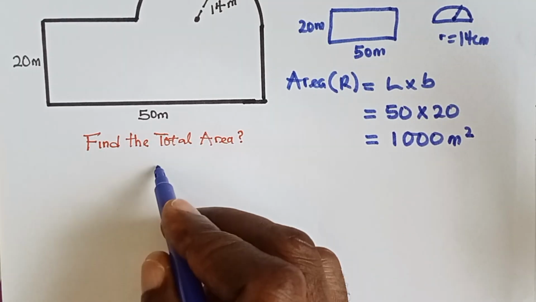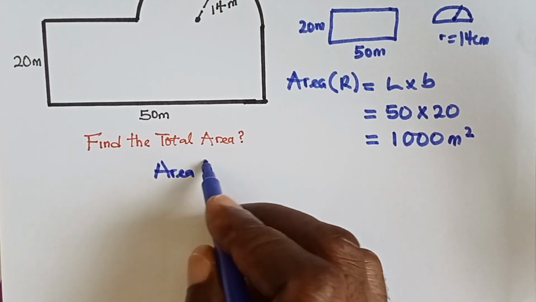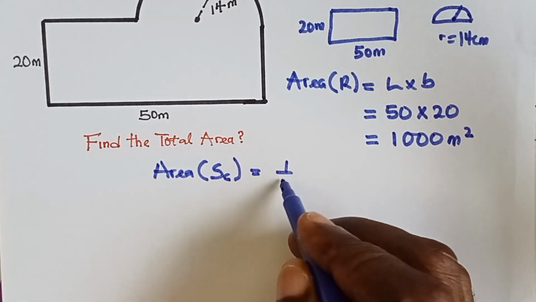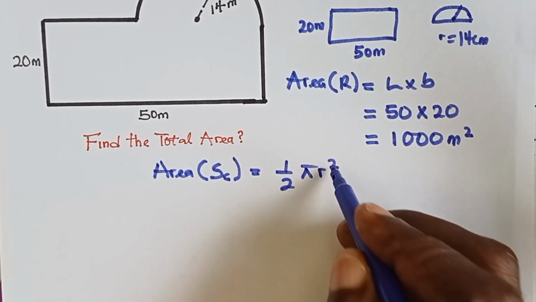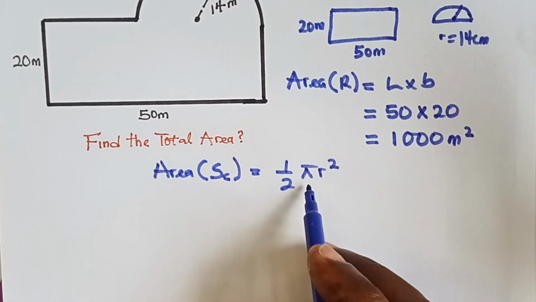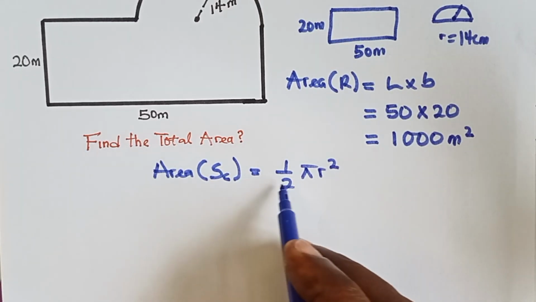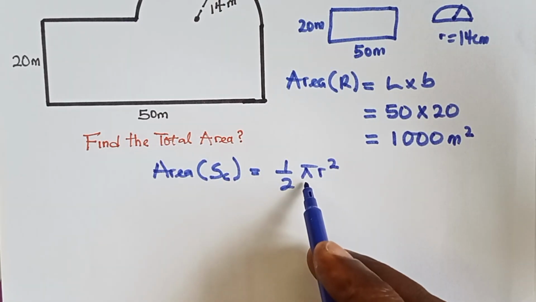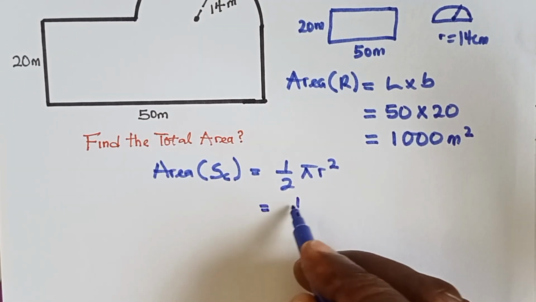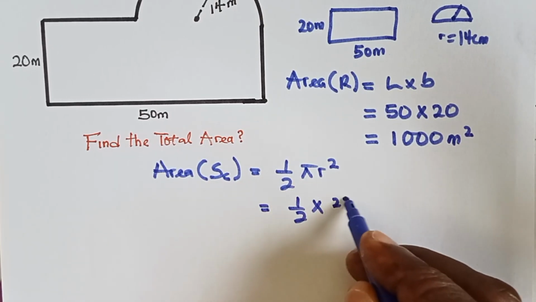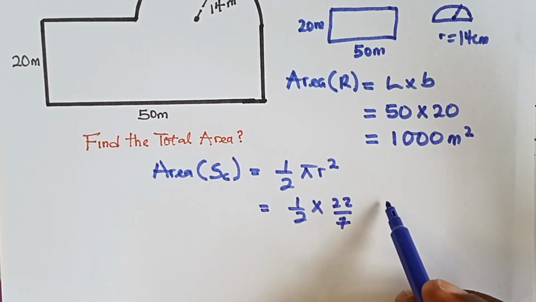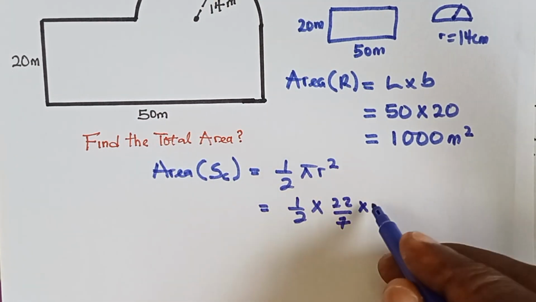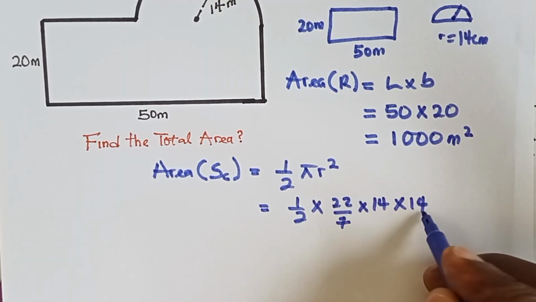Now let's find the area of the semicircle. Area of a semicircle, right, is half the area of a circle. The area of a circle is pi r square. A semicircle is half of a circle, and that is 1 over 2 pi r square. Right, so know that our pi is a constant, 22 over 7, so we have 1 over 2 multiplied by 22 over 7. The radius is 14. The radius of the semicircle is 14, and that is 14 square, which means 14 times 14.